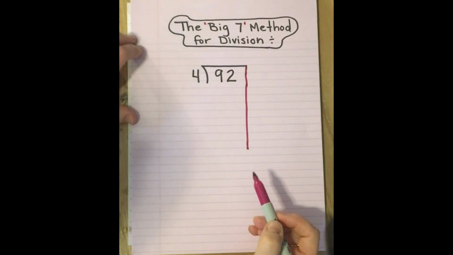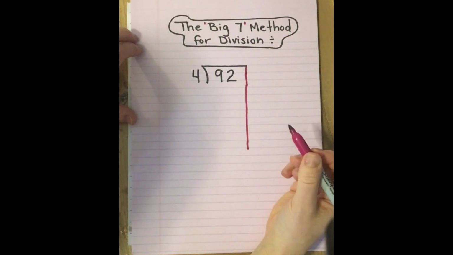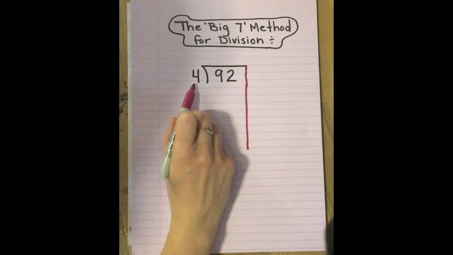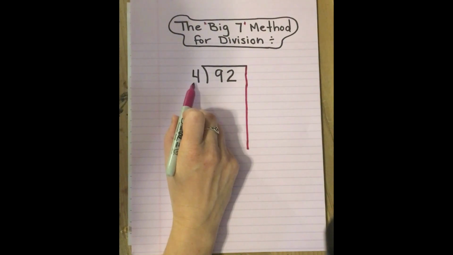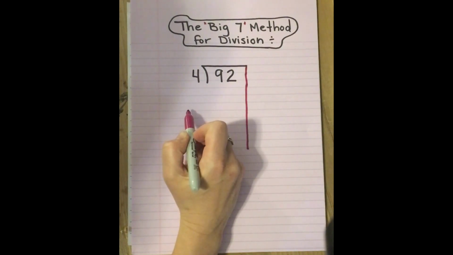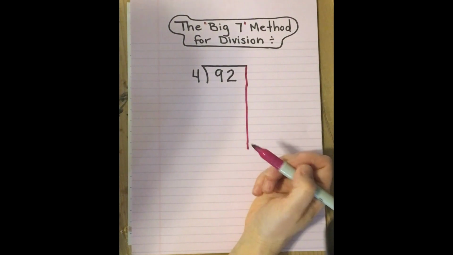So normally what we would do is say, how many times can 4 go into 9? And then how many times can 4 go into the next number, and just keep breaking it down from there, and it can get really confusing. So I want you to think about it this way. We are trying to see how many 4s we can take out of 92.